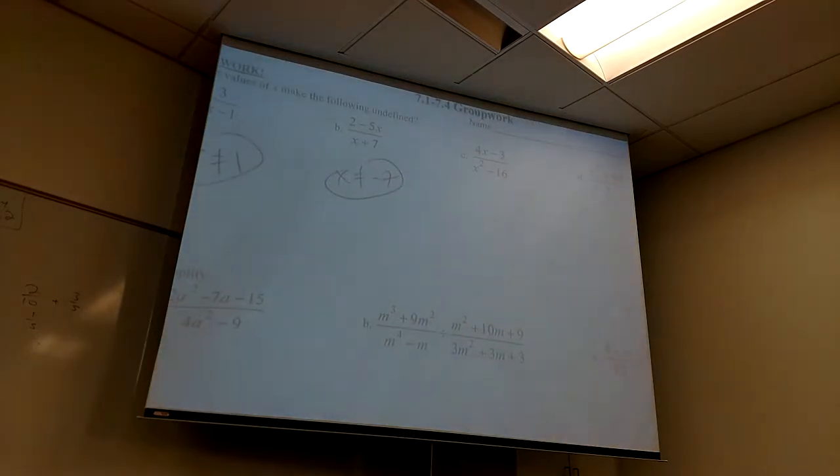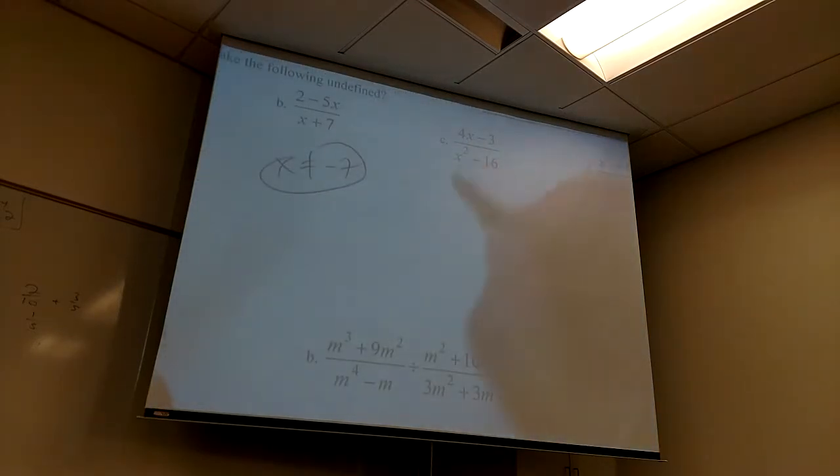Here, you've got to be a little careful. A few people got part of the answer, but there are 2 parts to this answer, right? Because it's x squared. How do you factor this? x plus 4, x minus 4. So x can't be negative 4 or 4, like that.